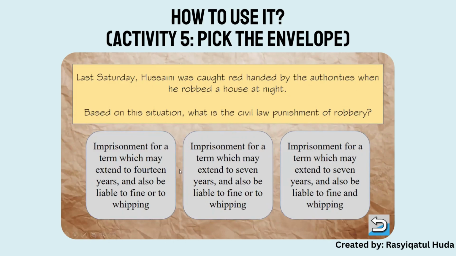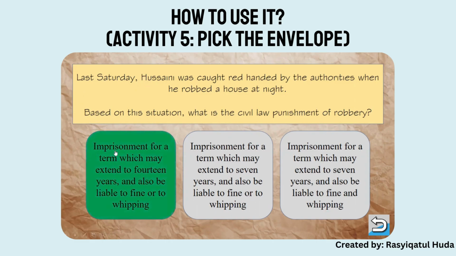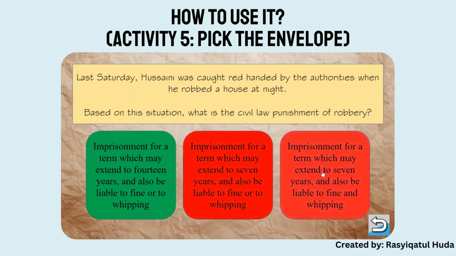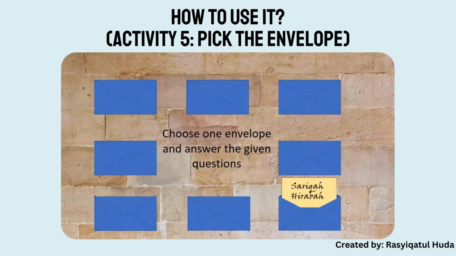If they answer the question right, the box will turn green and the sound of applause will appear. Meanwhile, for the wrong answer, the box will turn red. Students may return to the envelope page by clicking on the back button at the bottom right. So that's how the students will use this interactive PowerPoint as their learning aid.